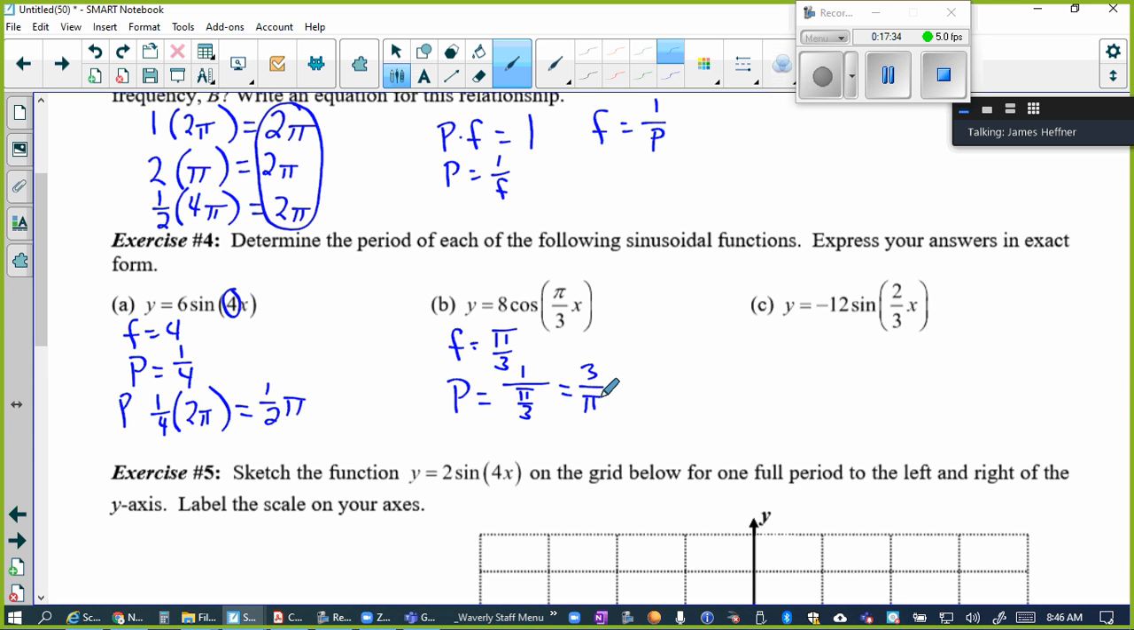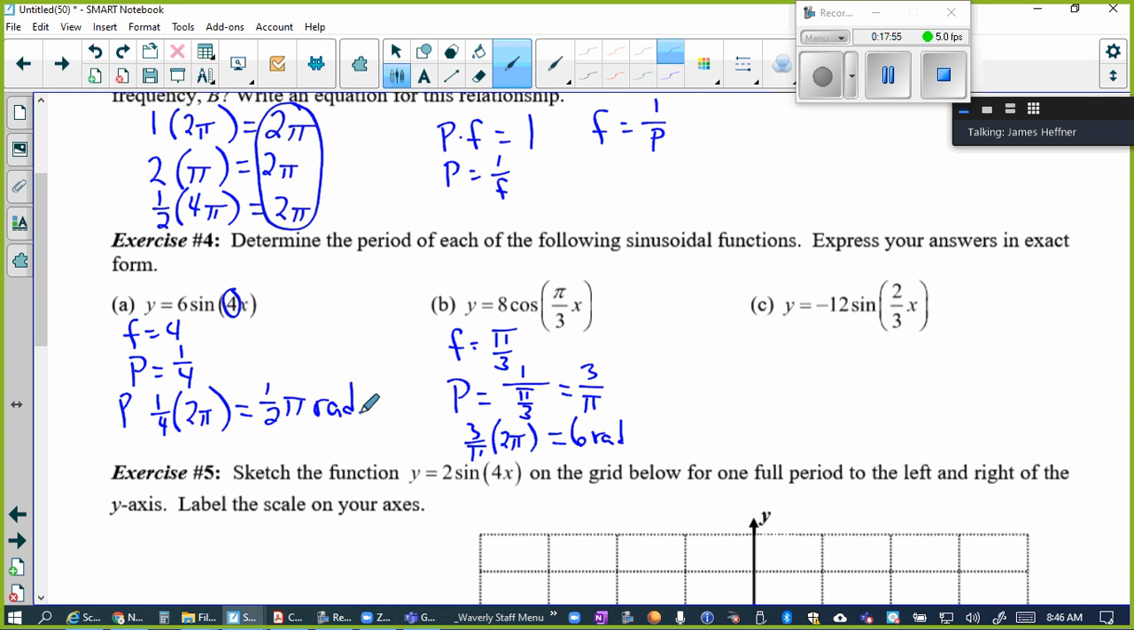And then if we do 3 over pi times a normal period of 2 pi, the pi's cancel, and what do we get? 6. The pi's cancel. It's 6 radians, right? And this would be radians over here. Okay? Let's try part C.